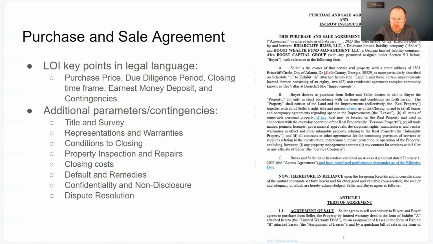Here, as an example, is the first page of a purchase and sale agreement that we started to negotiate last year on the property in Atlanta that I mentioned earlier. During due diligence, we discovered that repairs were much, much higher than expected, and so we decided not to pursue.